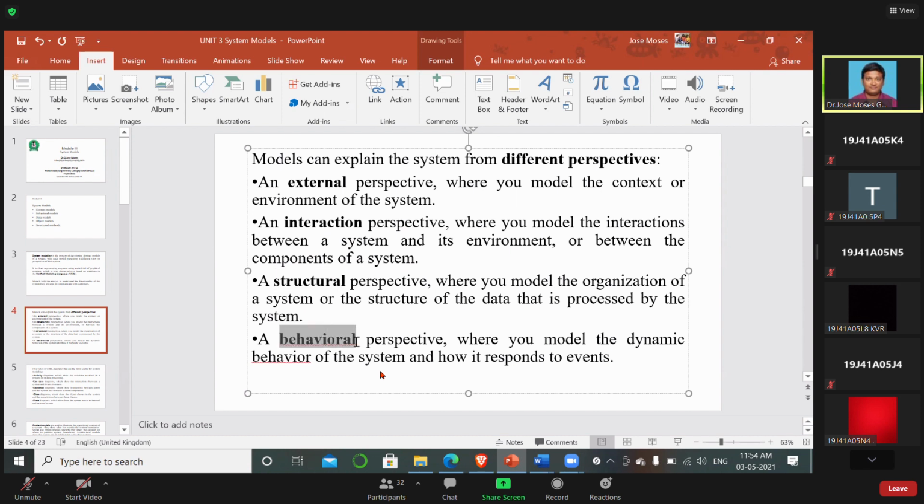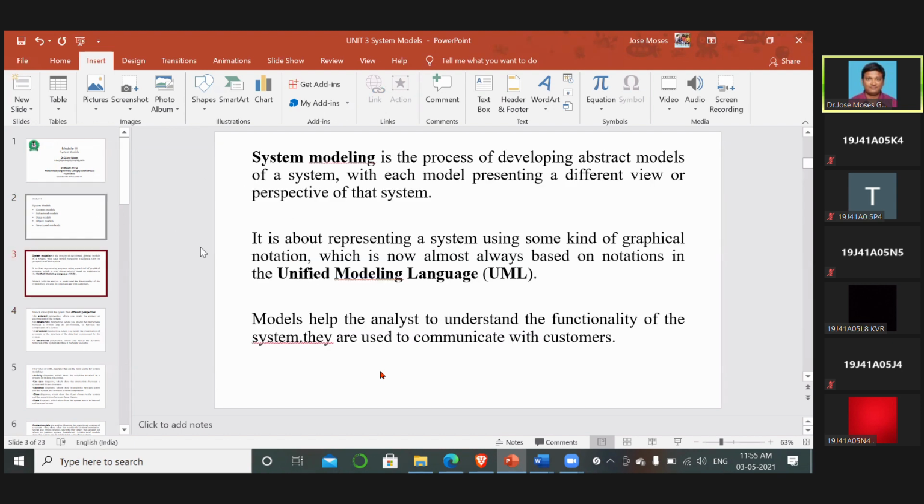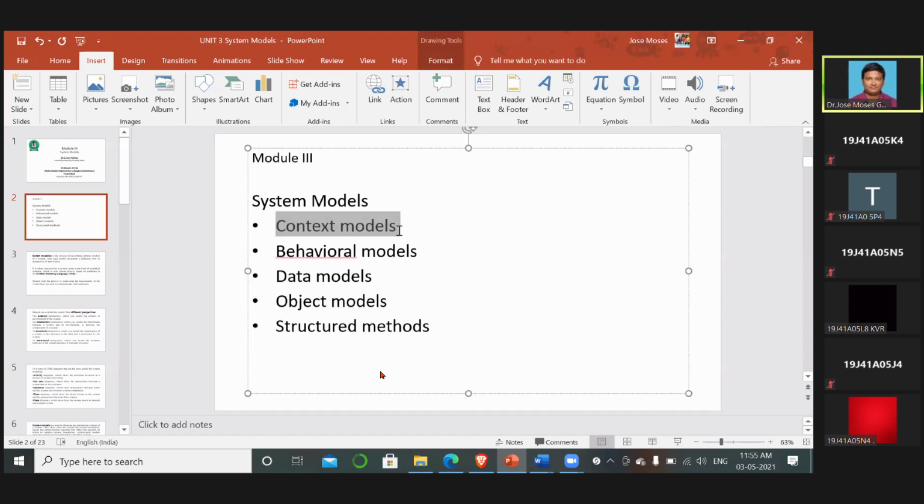Behavioral models tell you the activities of the different models that we have. Whatever events and activities we have in a system are displayed in behavioral views. If a question is asked generically, such as explain system models, you write the definition of what system modeling is: representing a system using some graphical notation or pictorial representation. Generally the language we use for pictorial representation of system modeling is UML, Unified Modeling Language, which you are learning in your OOAD as well as DBMS. The different models are context models, behavioral models, data models, object models, and structured methods.